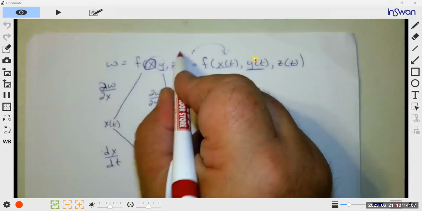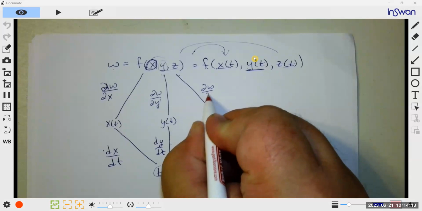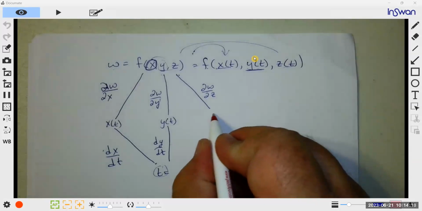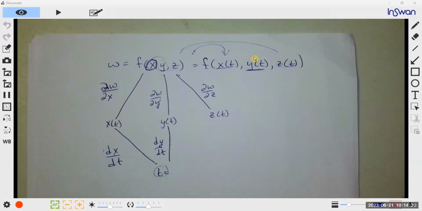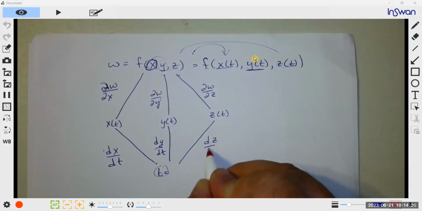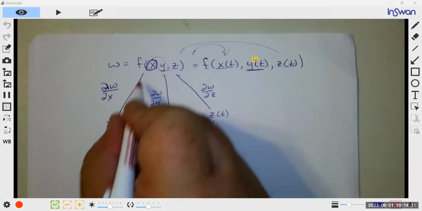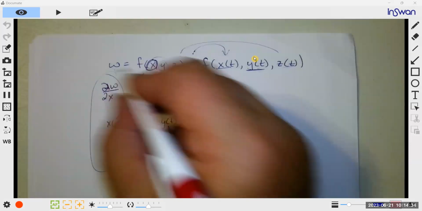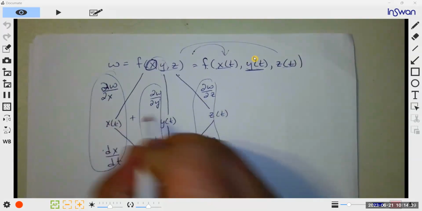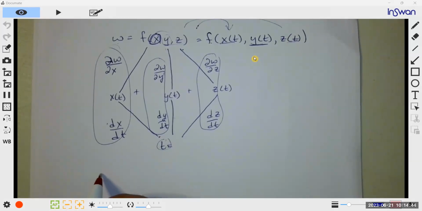Likewise on the last variable. I'm looking at it only at z. That gives me z at t. Now I take the derivative of z with respect to t, and what that does is if I add these three paths, this plus this plus this, I get the chain rule.